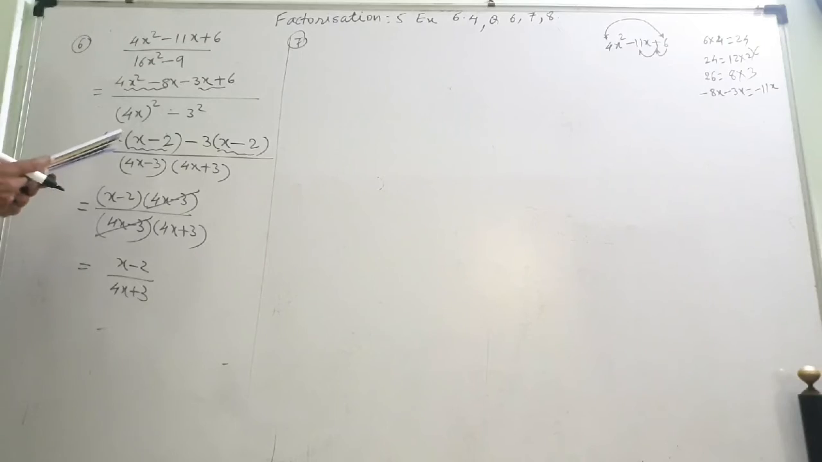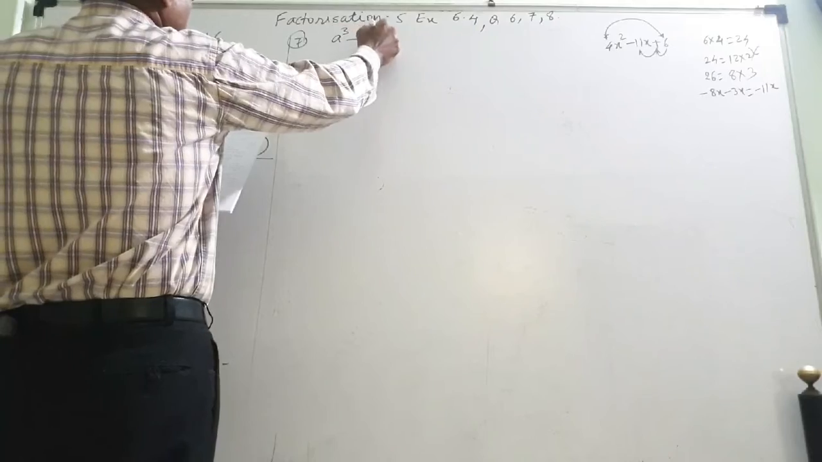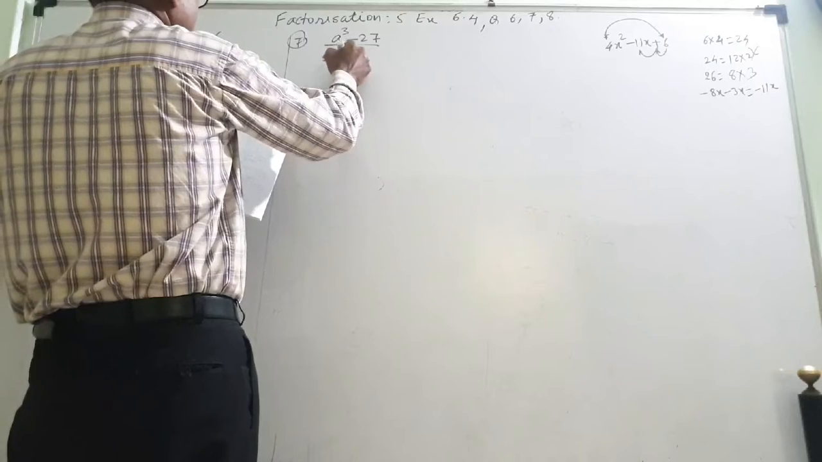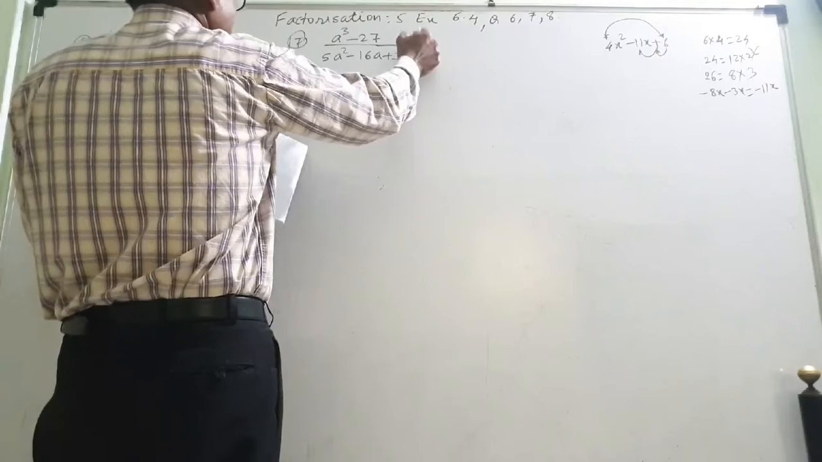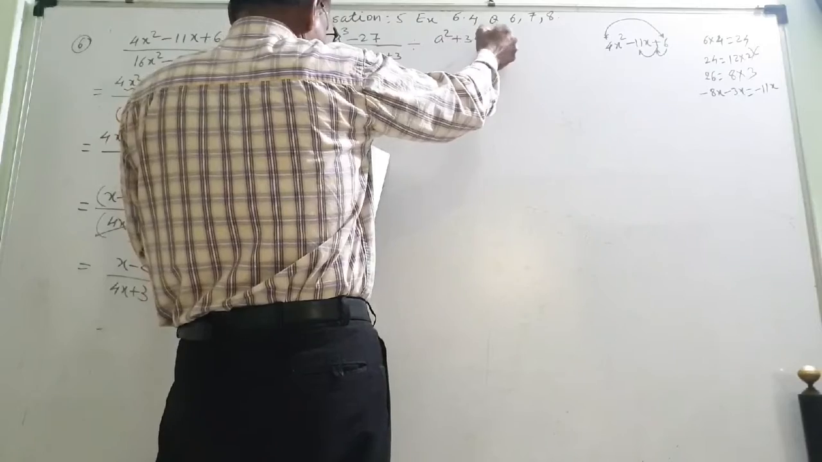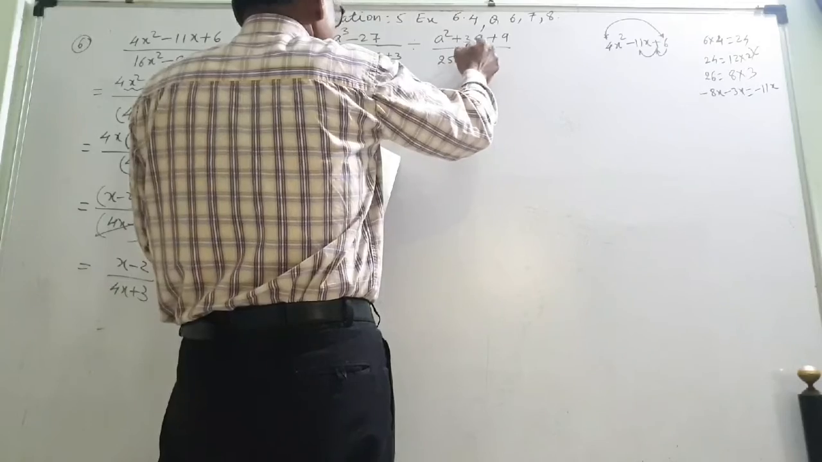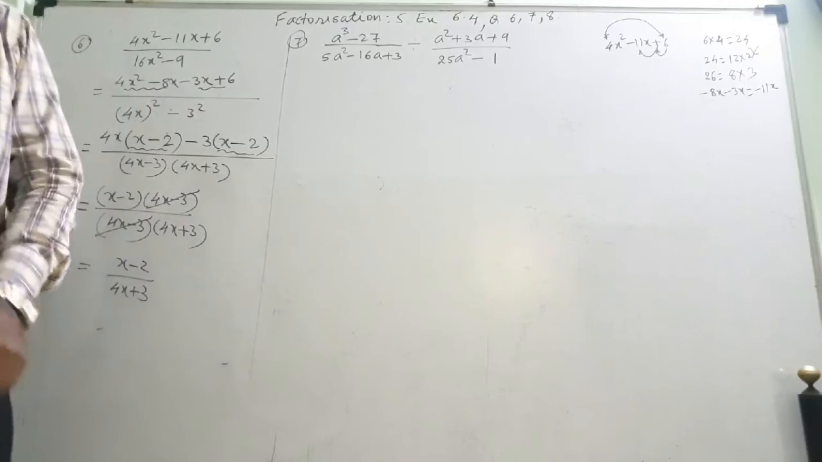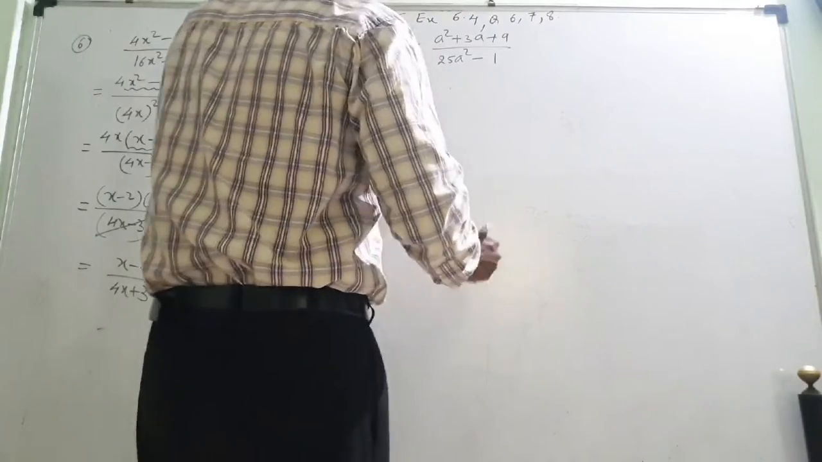So the seventh is a cube minus 27 upon 5a square minus 16a plus 3 divided by a square plus 3a plus 9 upon 25a square minus 1. This is the question. So what is the meaning of divided by? First of all, I will do that.